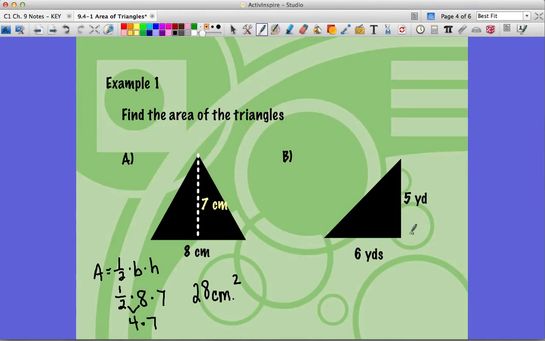Right, so here's B. There's no dotted line because you do have this straight side off of the right angle to use as your height. I would like you to try this one on your own, and when you come back, we'll go over your answer.